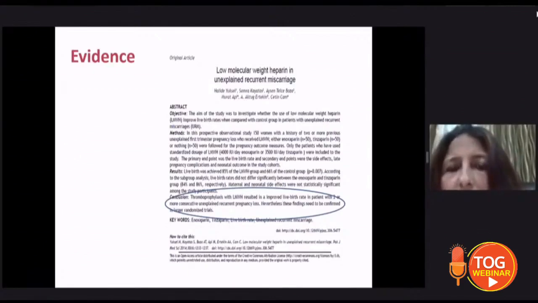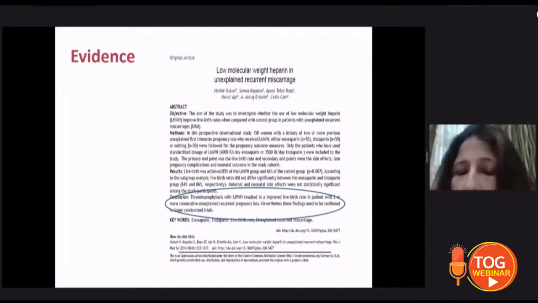And there's another study here, from Healthy UK. Here they have come to the conclusion that they have seen an improved live birth rate if they used low molecular weight heparin, in patients who presented with two or more recurrent pregnancy losses. Here the result was a better chance of live birth with low molecular weight heparin.